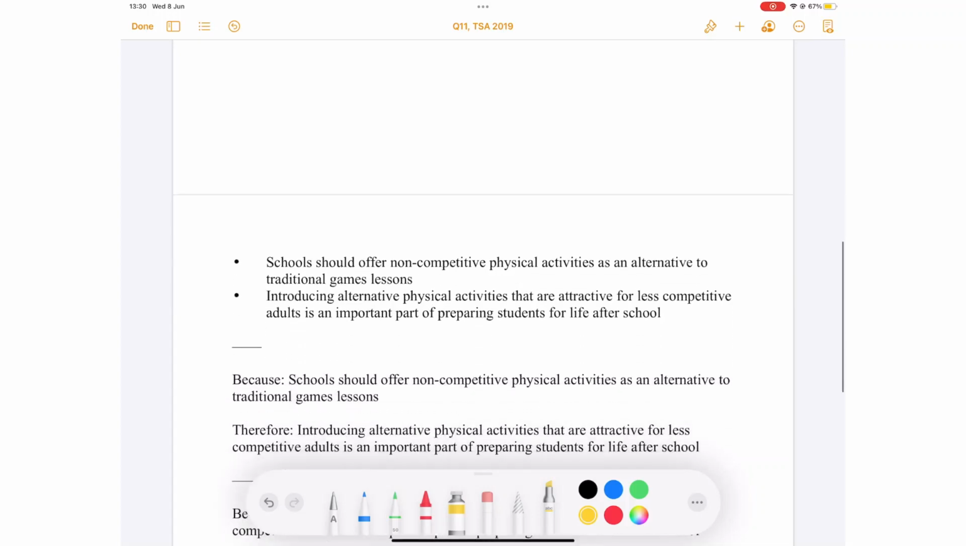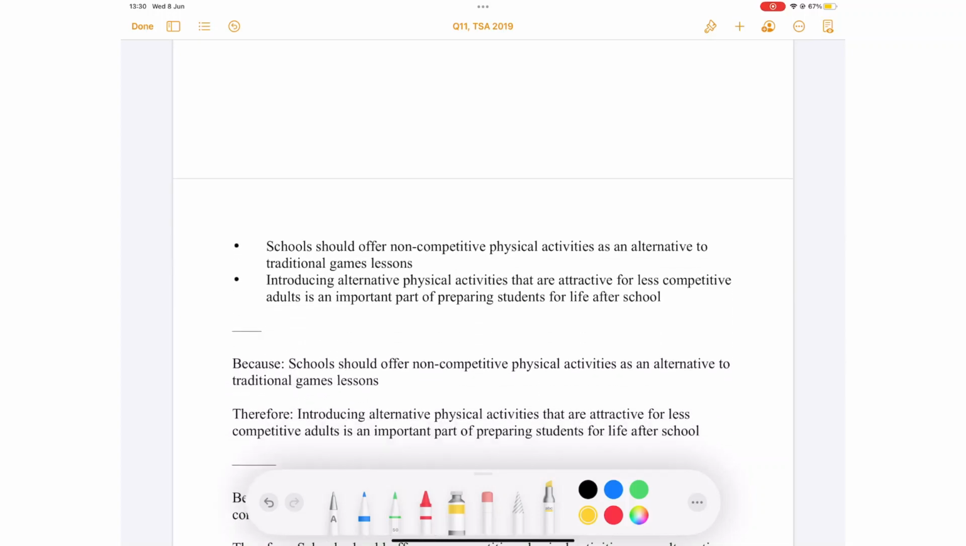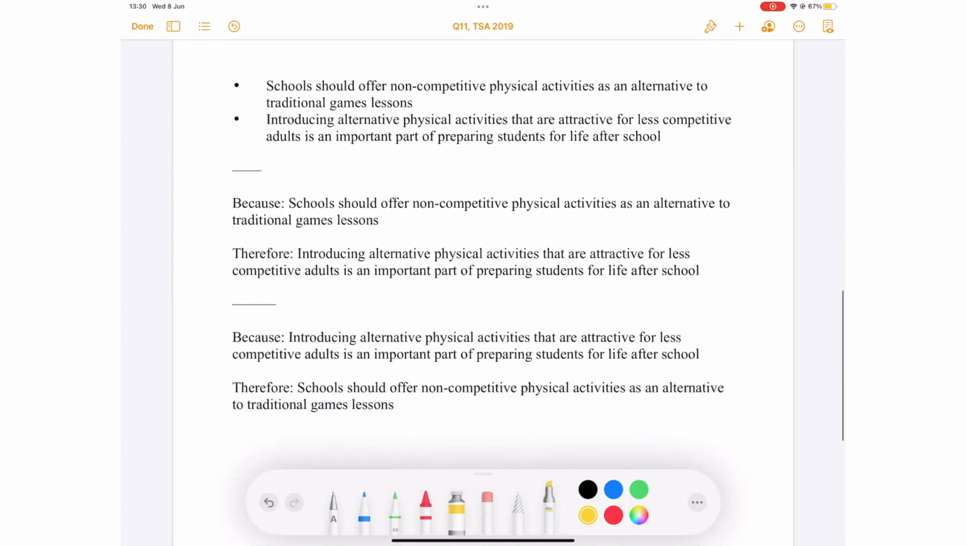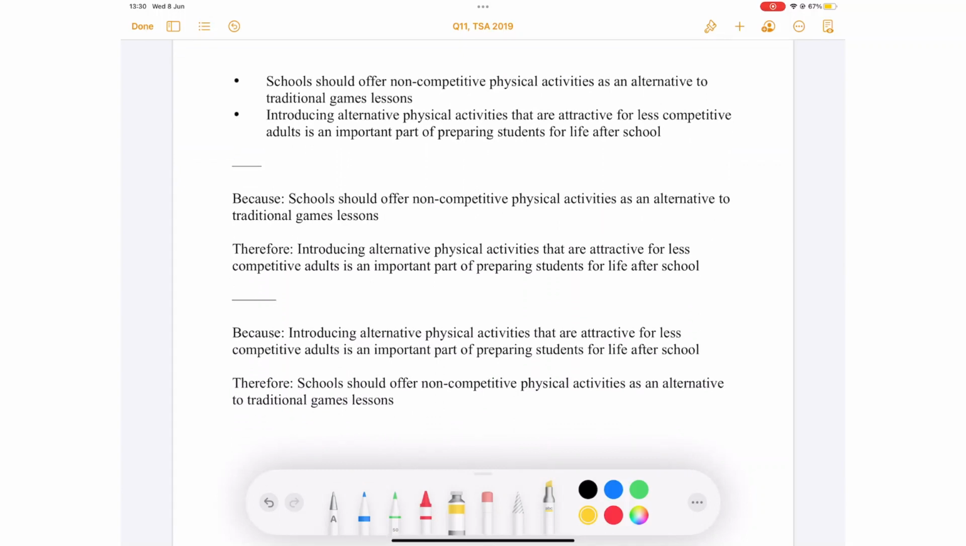So let's try it this way around first. Because schools should offer non-competitive physical activities as an alternative to traditional games lessons, therefore, introducing alternative physical activities that are attractive for less competitive adults is an important part of preparing students for life after school. Now let's test it the other way around and compare them to see which sounds better. Because introducing alternative physical activities that are attractive for less competitive adults is an important part of preparing students for life after school, therefore, schools should offer non-competitive physical activities as an alternative to traditional games lessons.